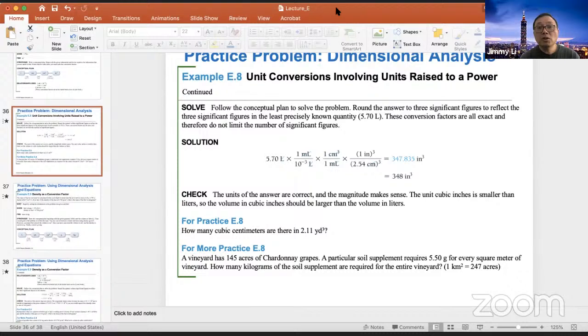Okay. So this just finishes up our chapter E, our essential chapter. Just to give you a quick overview of this chapter before our chapter 1. Really a summary for our high school chemistry, all the measurements here.